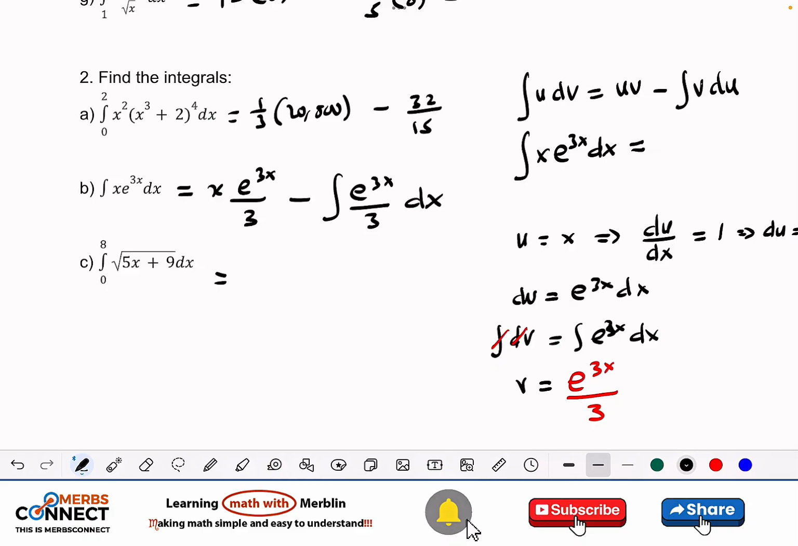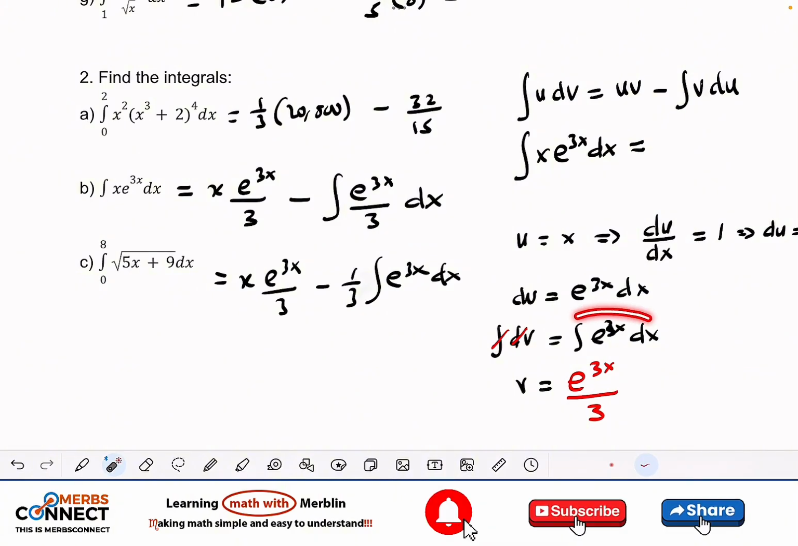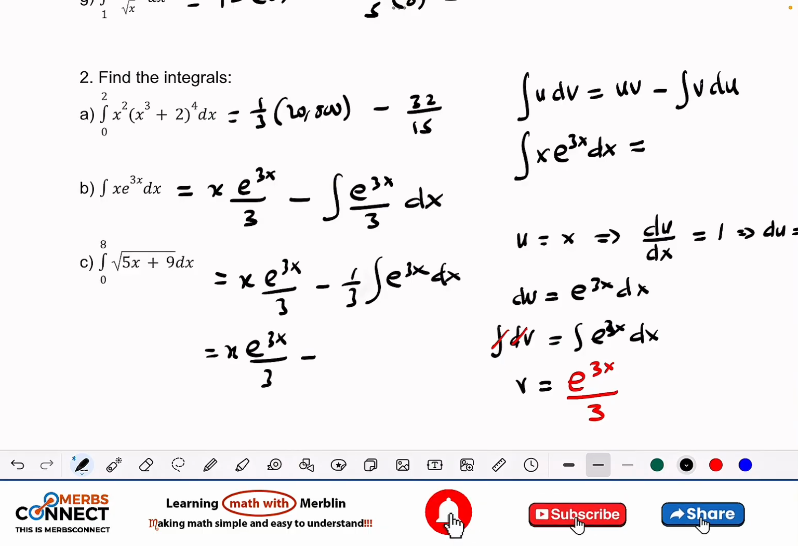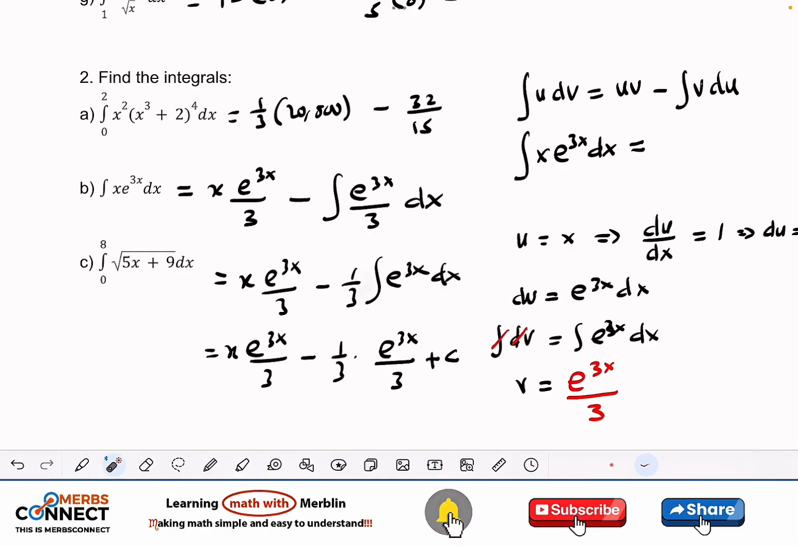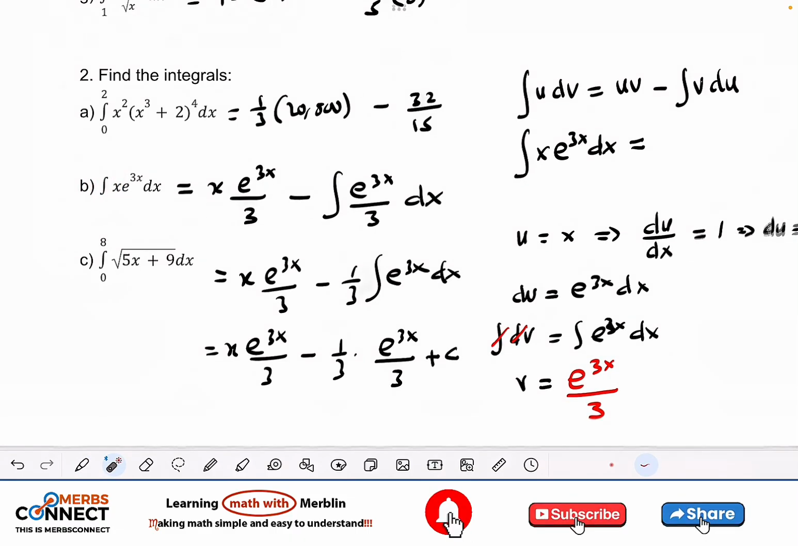So this is going to give us x e to the power 3x over 3. I can factor 1 over 3 out and I'll have 3x dx. We have already integrated this, right, which is right here. Or you can just do it again. So x e to the power 3x over 3 minus 1 over 3. Then when I integrate this, I have e to the power 3x divided by 3 plus c, because this one is indefinite, right? So this is what I'm going to get.